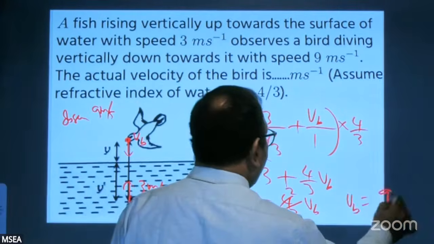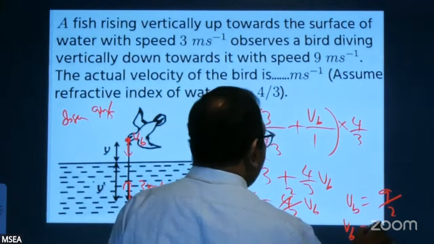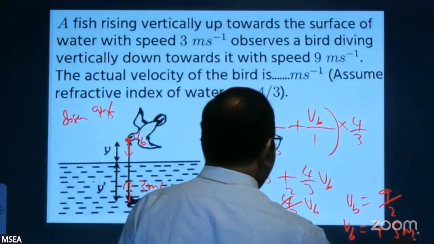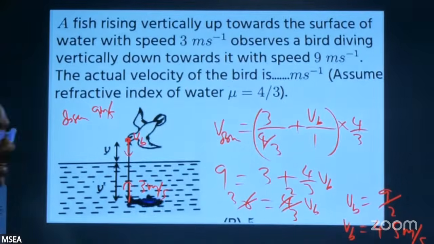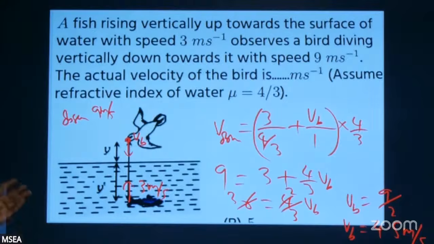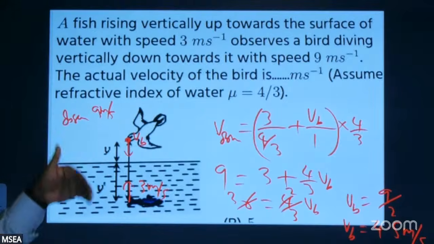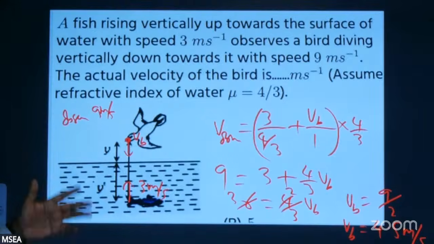Then VB is equal to 9/2, so the actual velocity of that bird is 4.5 meters per second. So that's the way you can do this question. The important point is: thickness by its refractive index, or velocity by refractive index into observed medium, gives what? Apparent or observed, we get.